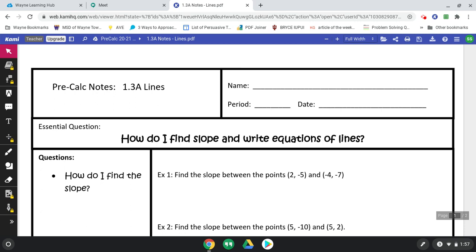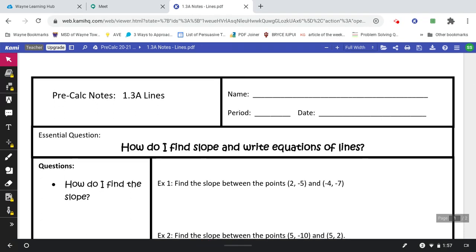These are the 1.3a notes covering lines. Our essential question is, how do I find the slope and write equations of lines? We have done slope and equations of lines before, so this should be a bit of a review.